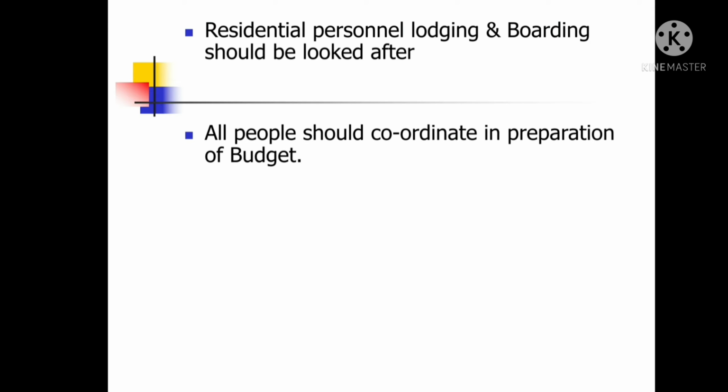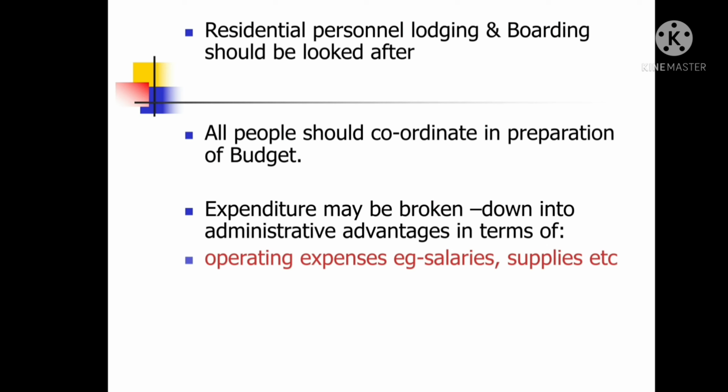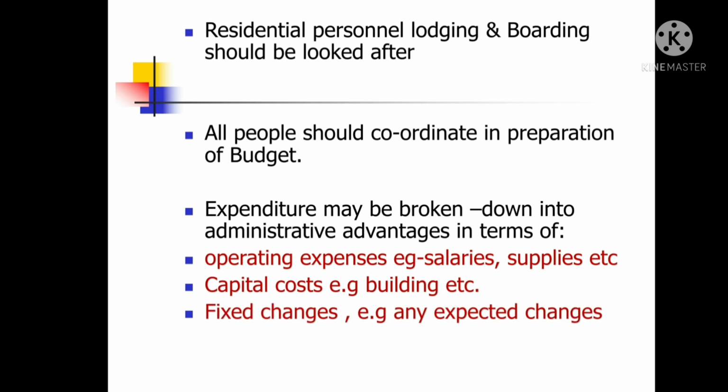Then all people should coordinate in preparation of the budget from top level to bottom level, and the executives or the departmental heads should be there in the budget committee. Expenditure may be broken down into administrative advantages in terms of operating expense, that is salary, supplies, etc. Then capital cost, it's known as building cost, that we will see later. Then fixed changes, any expected changes in the organization, maintenance or something.